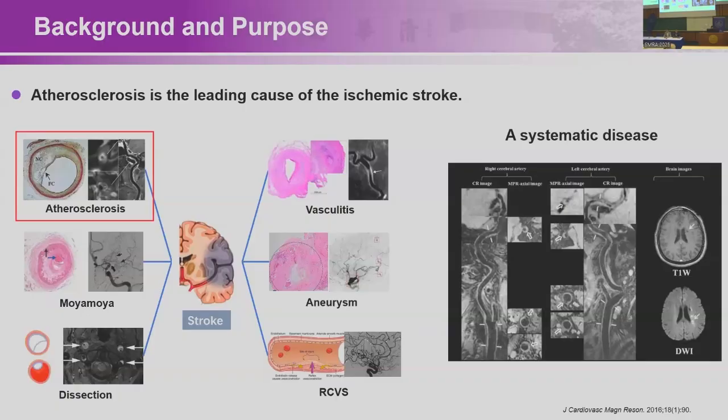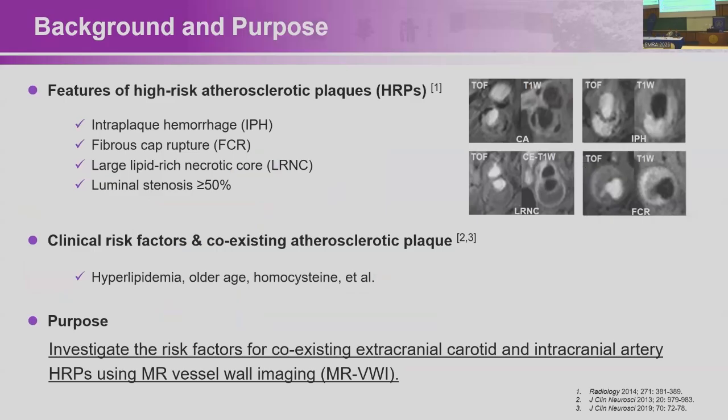Atherosclerosis is a systemic disease that usually affects multiple vascular beds. Increasing evidence shows that coexisting atherosclerotic plaques had high risk of ischemic stroke. In addition, it has been proved that patients with high-risk atherosclerotic plaques had high risk of developing future events.